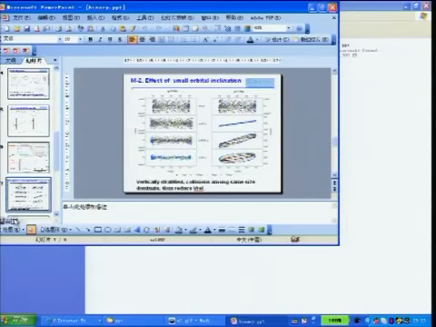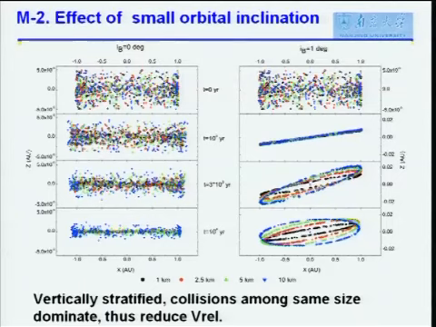You see like here. Initially everything has a different size and inclination, and after 1,000 years they are aligned, and at 3,000 and 10 to the 4 years they have different inclinations, so they are stratified already.